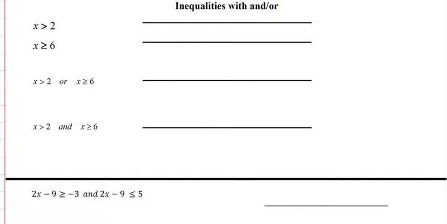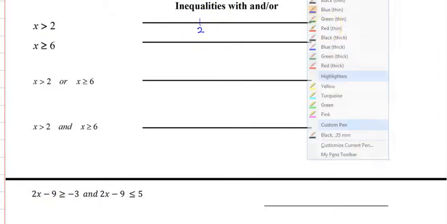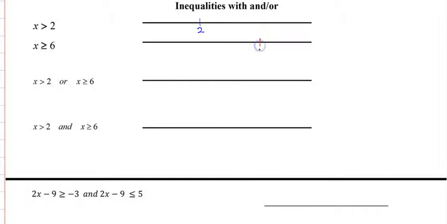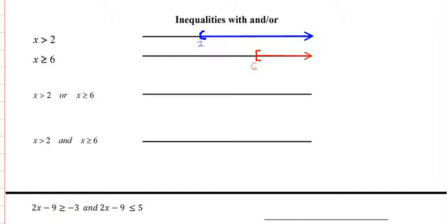This is graphing compound inequalities with and or. So we're going to graph x is greater than 2 and x is greater than or equal to 6 on the same line. So we'll put a 2 here, and we'll do that one in blue. And we'll put the 6 here, and that will be their respective spots. Alright, so let's graph them. And there's the graph of the two of them.